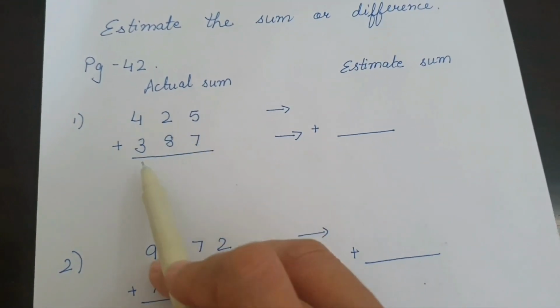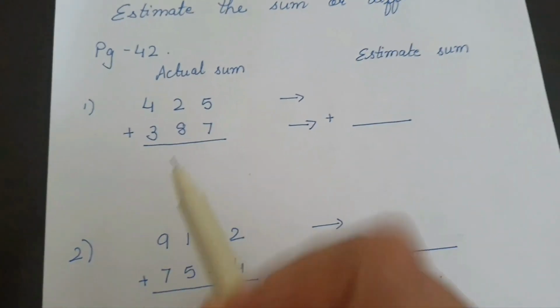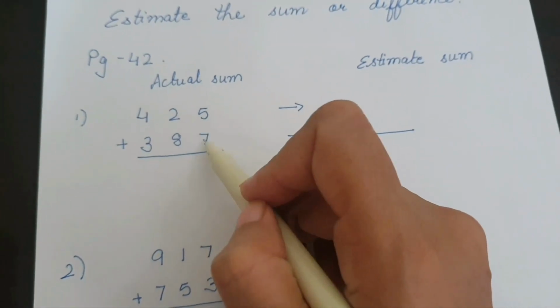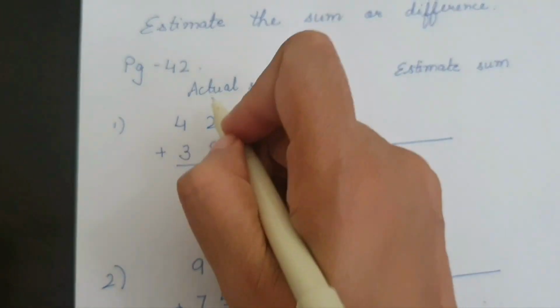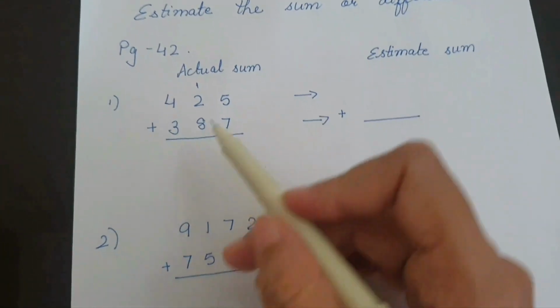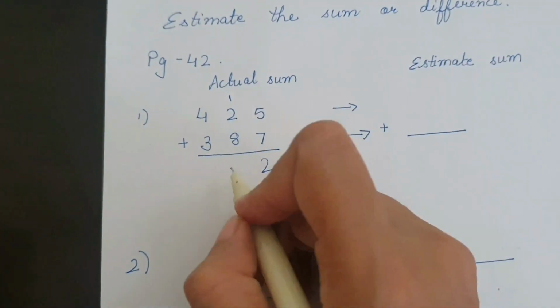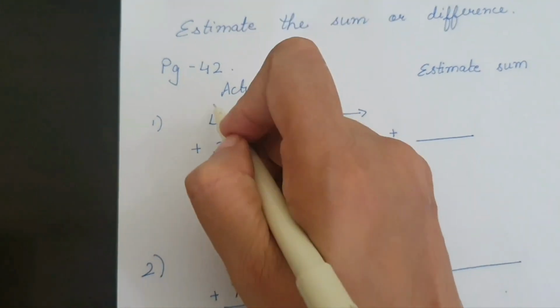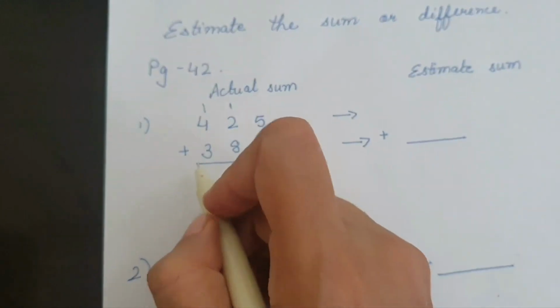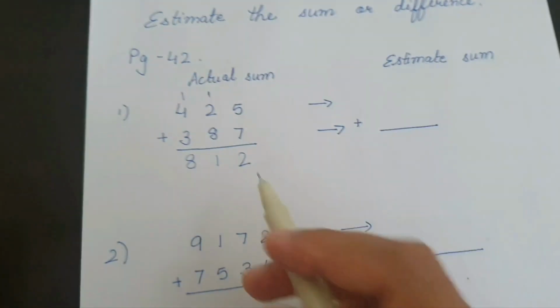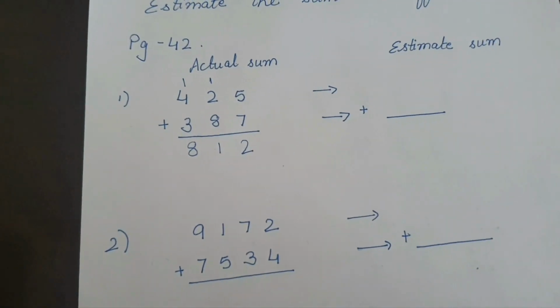It is 425 plus 387. So here we have 7 and 5. 7 plus 5 we'll write 12, 2, 1 carry over. 8, 9, 10, 11, 1, 1 carry over, and 4 plus 3 is 7 plus 1, 8. So your actual sum is 812.